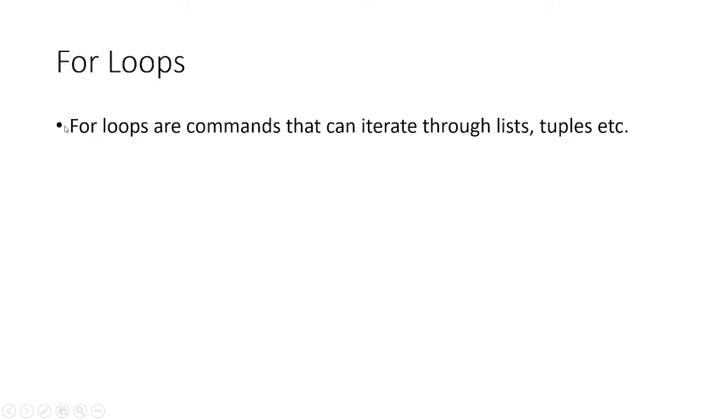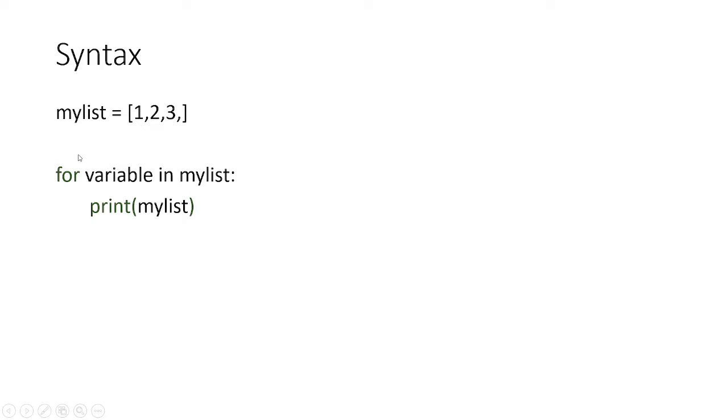For loops are commands that can iterate through lists, tuples, etc. This is the syntax for loops. I printed it green, so that's how it shows in the Jupyter notebook. So this was the for loops intro. Now we jump into a Jupyter notebook.